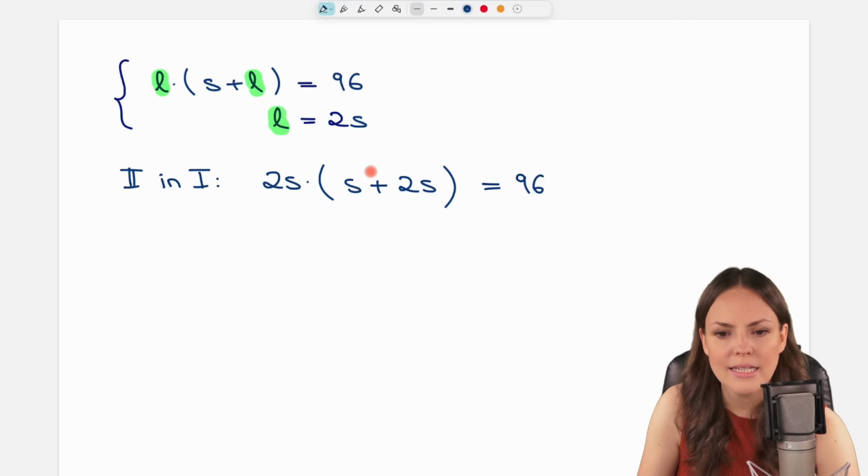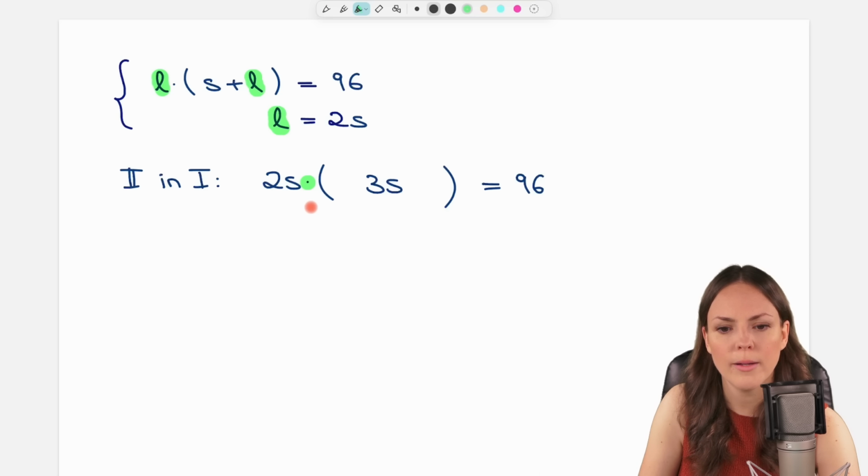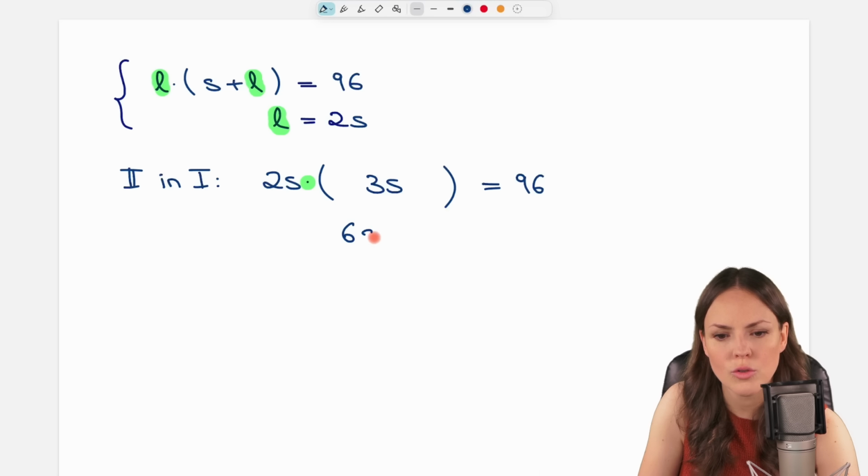Maybe let's simplify. Inside here we have 1S plus 2S, which is equal to 3S. So I'm going to erase this and write 3S here. And now if we multiply, we have 2S times 3S, which is equal to 6S squared. And this is equal to 96 then. To solve for S, let's get rid of the 6 here by dividing both sides of the equation by 6, so that this cancels out and only S squared is left here, and 96 over 6 equals 16.